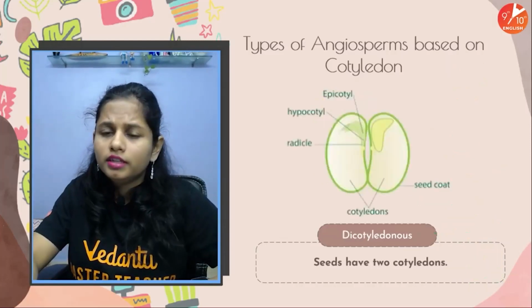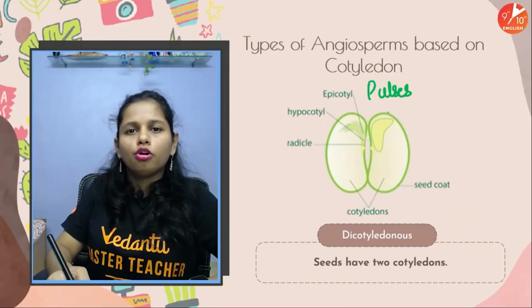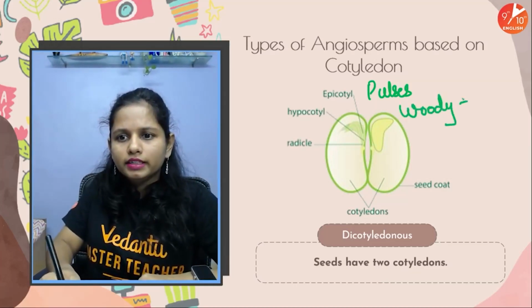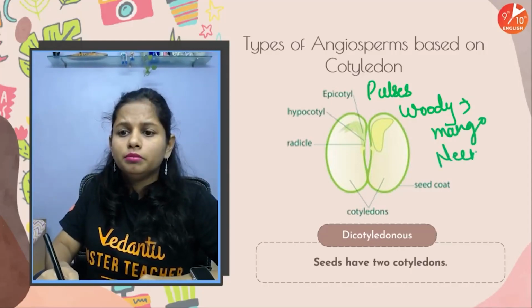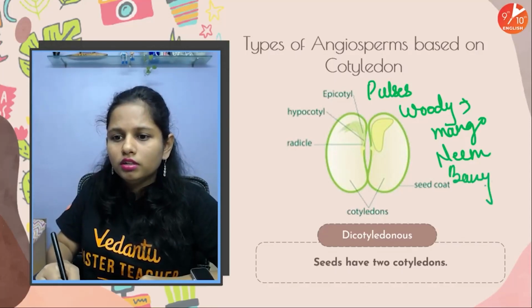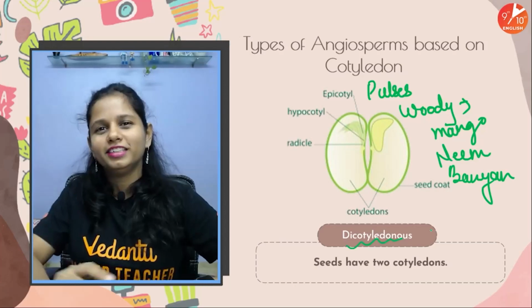Now, kids, if we talk about all the pulses or most of the woody trees, woody plants like mango, or neem, or maybe banyan, all these kinds of plants are the dicotyledonous plants.